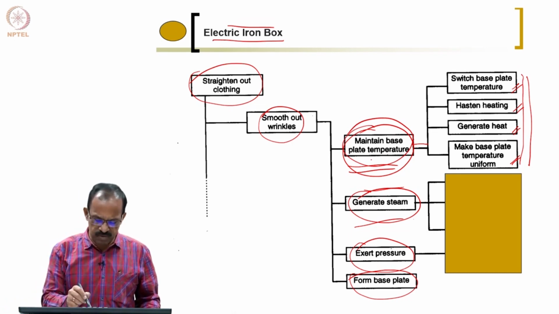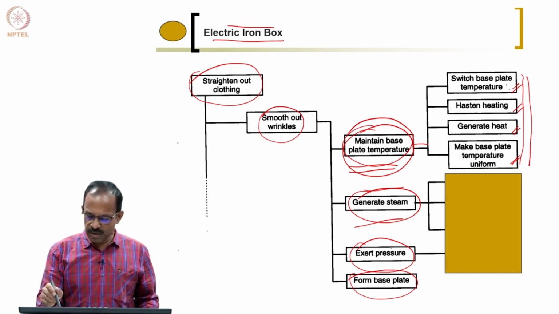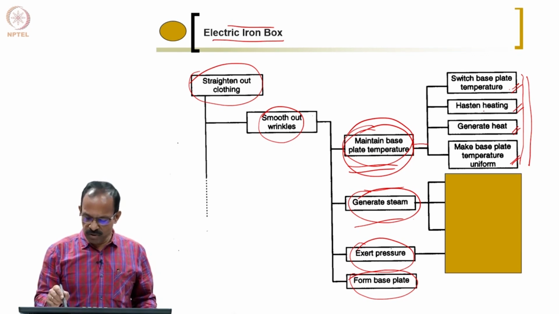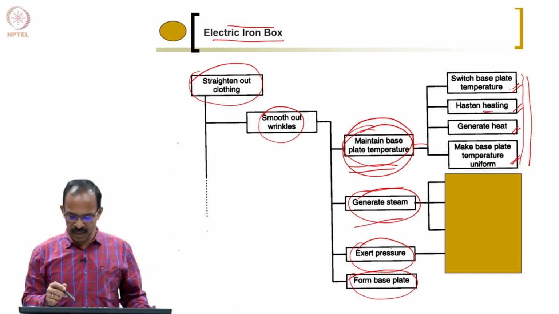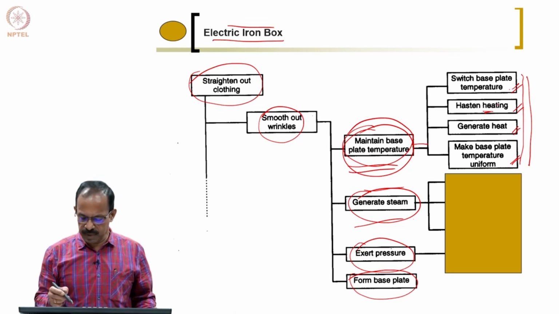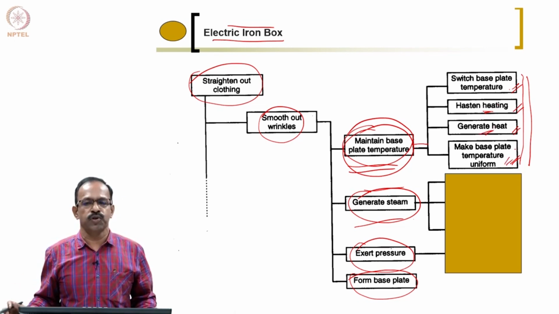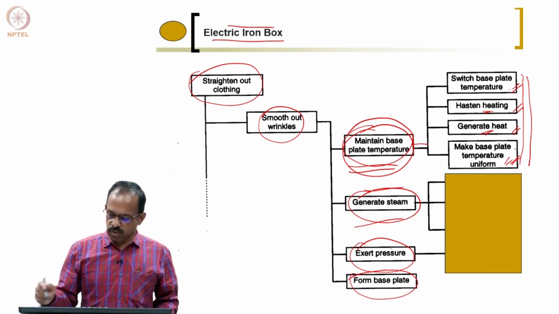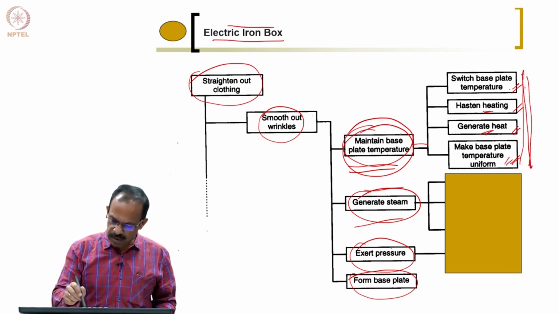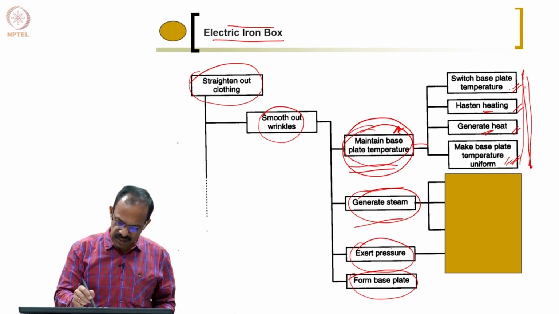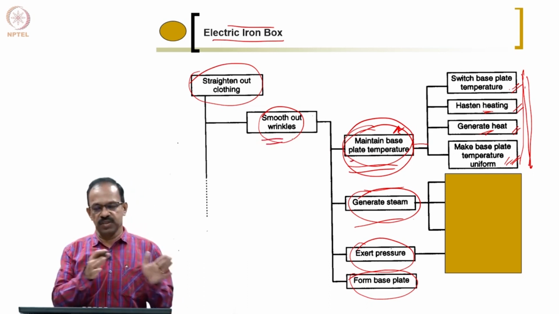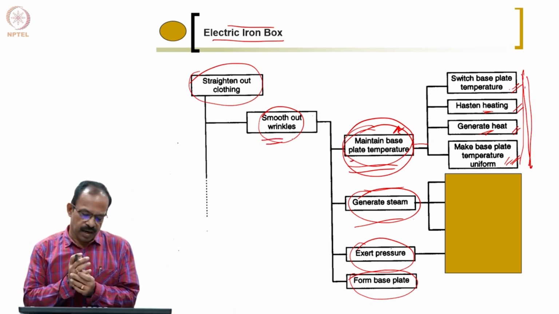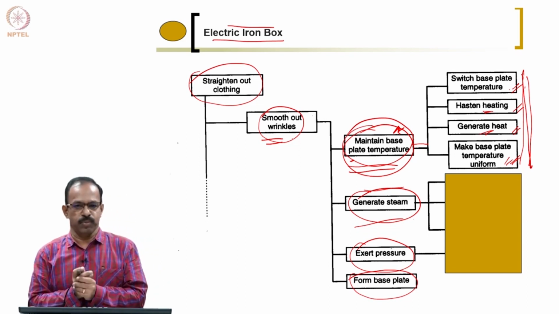So, if you have to maintain the base plate temperature, you need to have some kind of switch for the temperature, you need to have the heating control or the speed at which the heating takes place, and how to generate the heat, and how to make the temperature uniform at the base plate. So, if you satisfy these functions, you will be able to satisfy this, and if you satisfy this, you will be able to satisfy this. So, this is the way how you can actually identify the functions needed in a product.